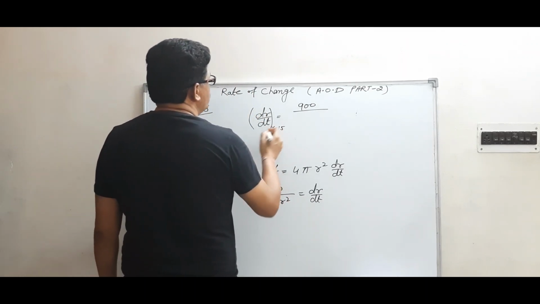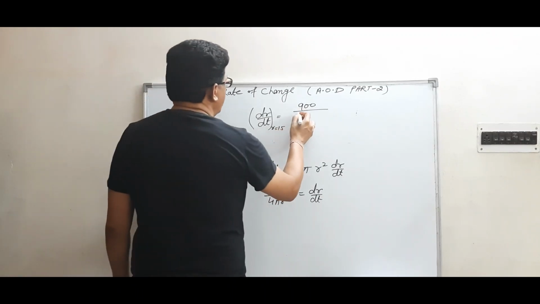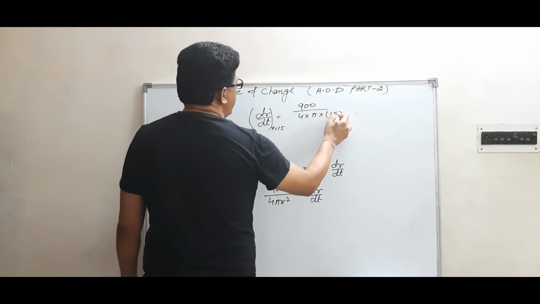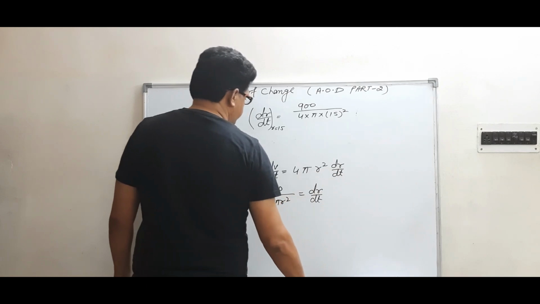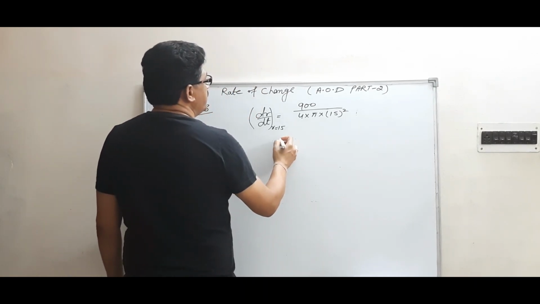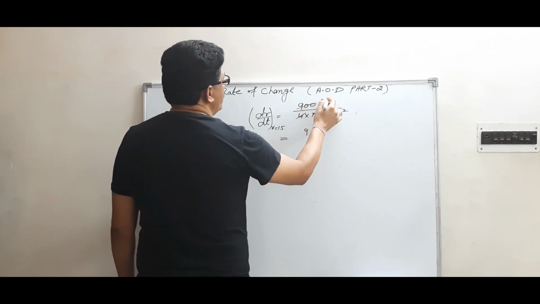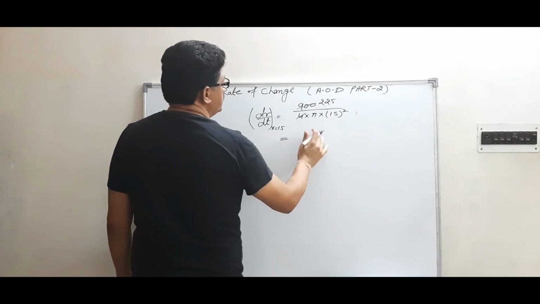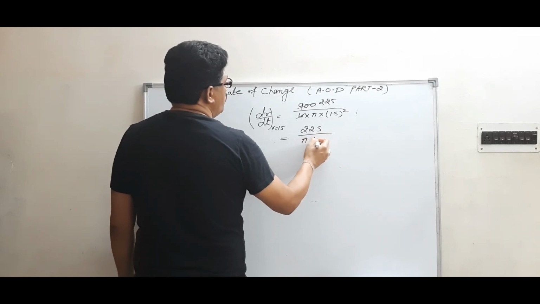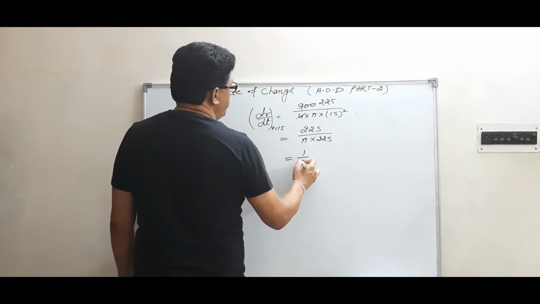Given that r is equals to 15, so you can use r is equals to 15, 4 into pi into 15 square. 900 into 4, 225. So 225 upon pi into 225 is equals to 1 upon pi.